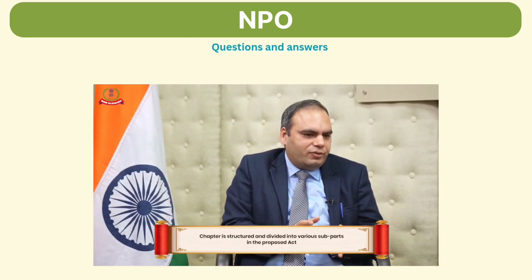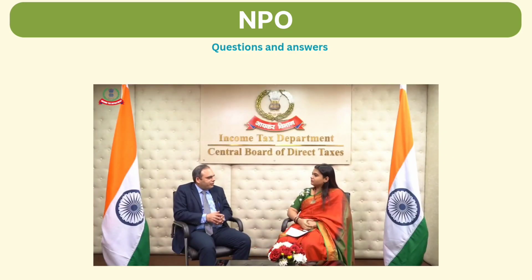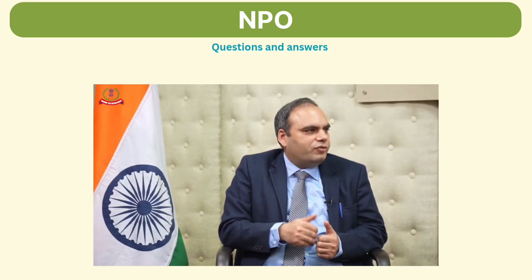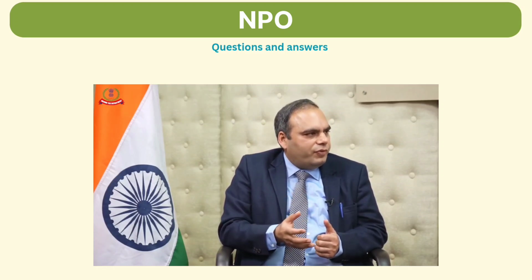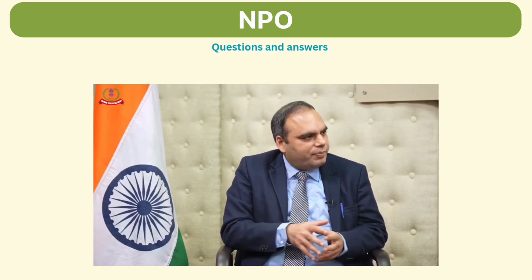This chapter is also structured. It is divided into 7 different subparts. The first part is related to registration, wherein all the provisions relating to registration are contained, like when an application is to be filed in different scenarios, when registration is to be granted, for what period registration is to be granted. Then there are also provisions relating to switching over of regime, like if some taxpayer wants to switch over from the non-profit organization regime to, say, the present section 10 regime, or vice versa. Those provisions are also contained in that particular subpart.